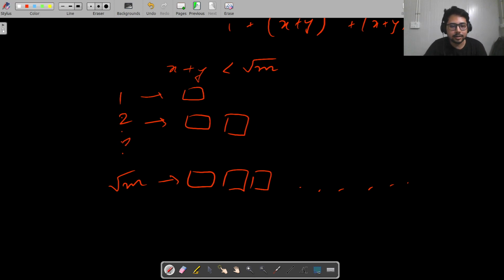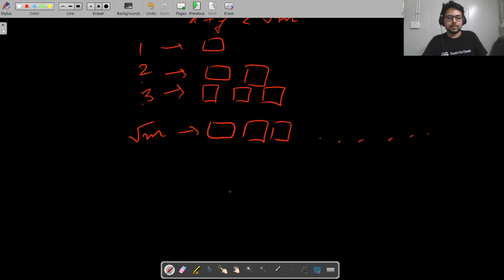Okay, and here so far, and for 3 there will be 3 indices. So what you can do is, since x plus y is less than root m, so what we can see is this. For instance, let's consider that x plus y is equal to 3, and of this 3, x equals 1 and y equals 2.